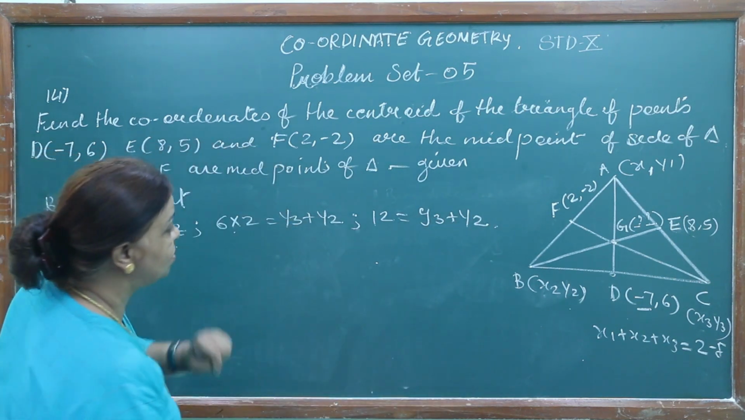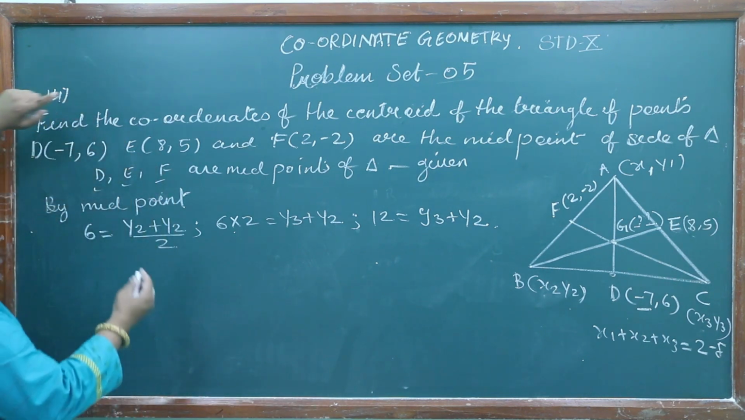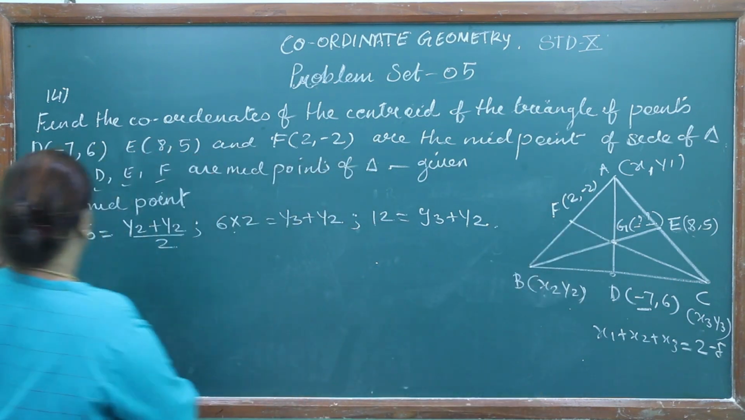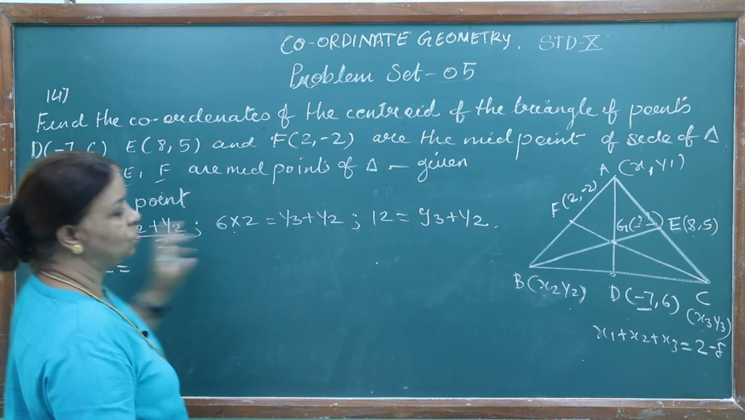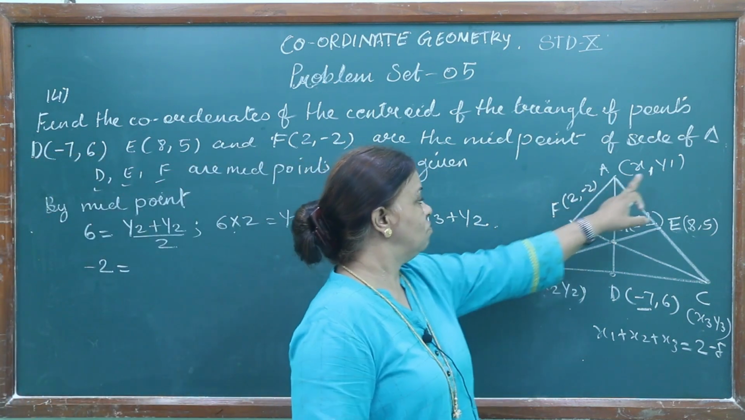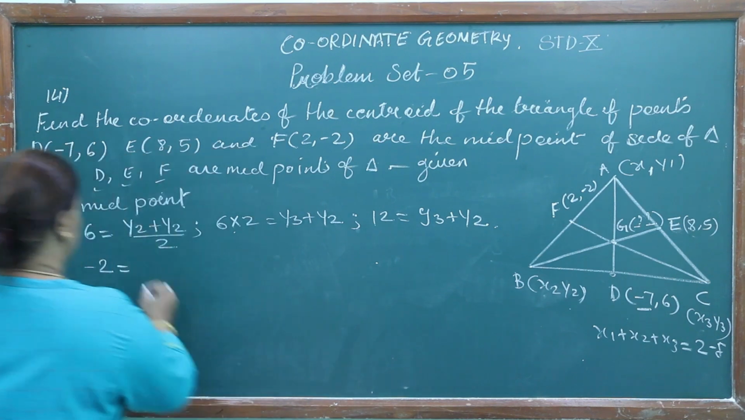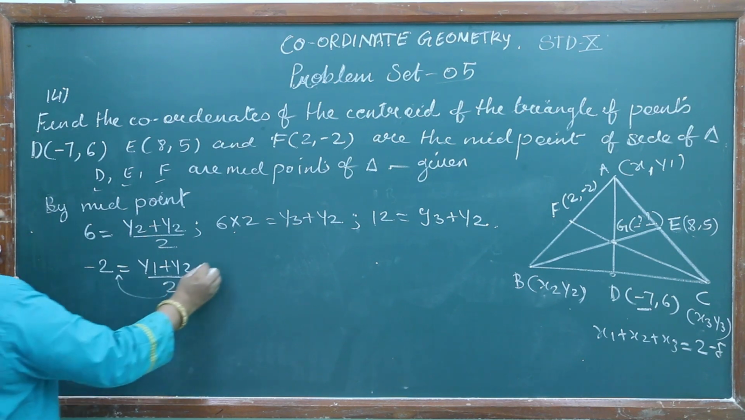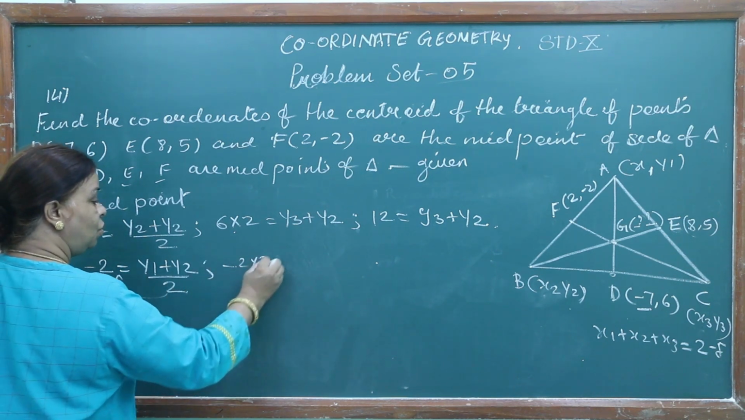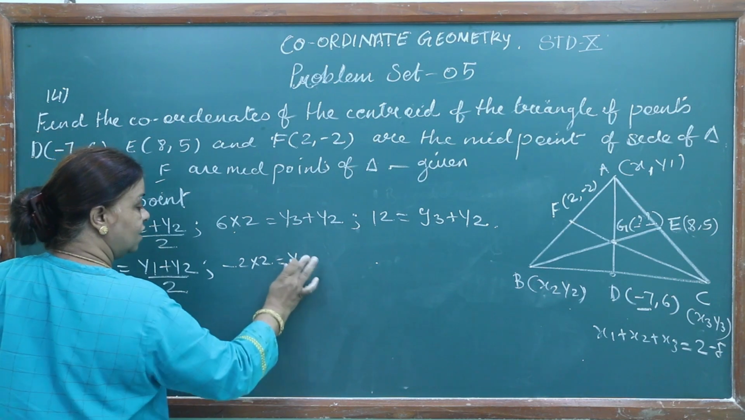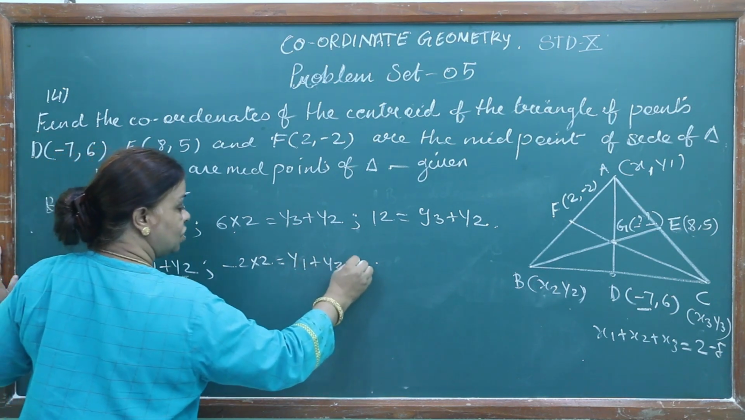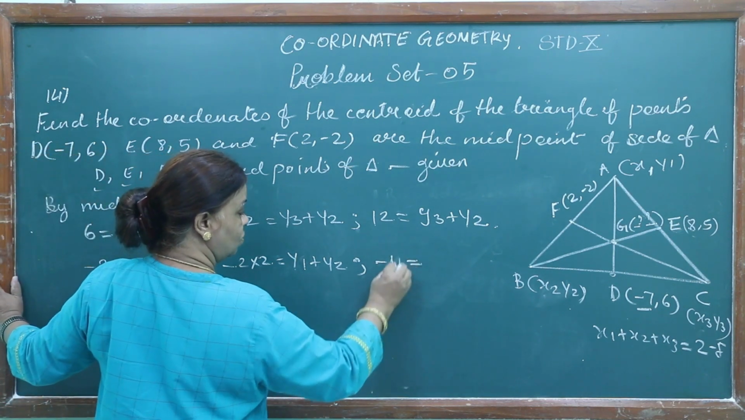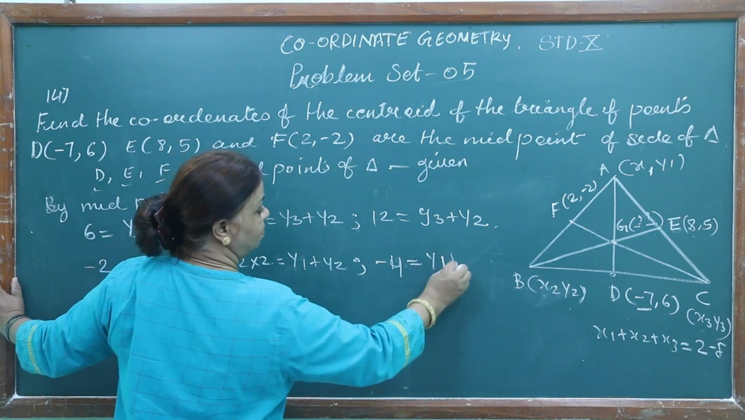Now look for F. F is also the midpoint we have already written here. So what is the y coordinate of F? Y coordinate of F is minus 2. So minus 2 is equal to (y1 plus y2) upon 2, children. 2 will go here. It will be minus 2 into 2, which is equal to y1 plus y2, which is equal to minus 4. So minus 4 equals y1 plus y2.